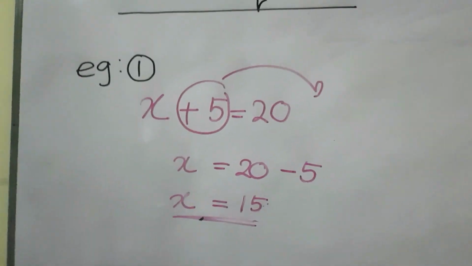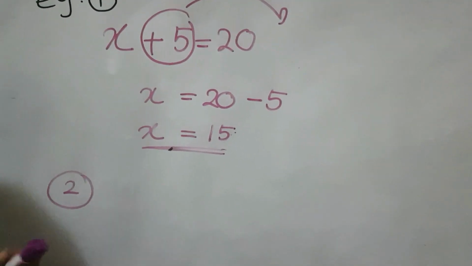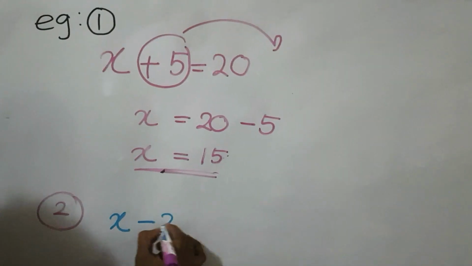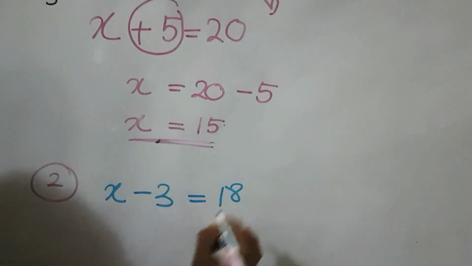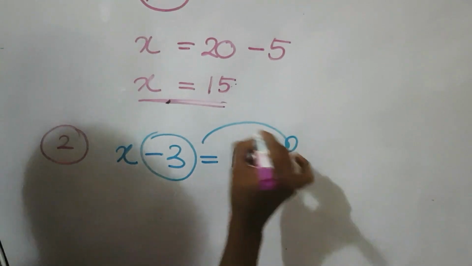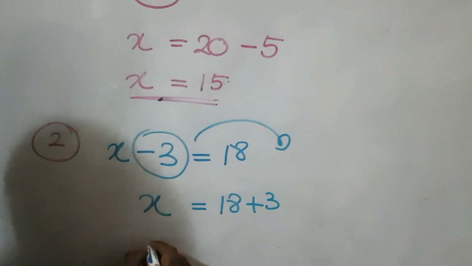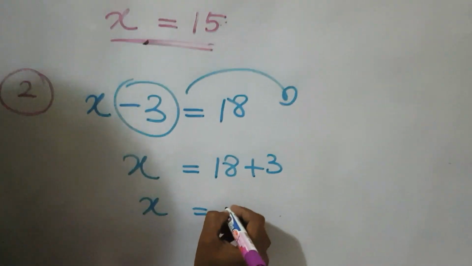Then let's see another one, the second example. If it is x minus 3 is equals to 18. If it is minus, what do we do? When we bring it to the other side, we add it. x is equals to 18 plus 3. x is equals to 21.